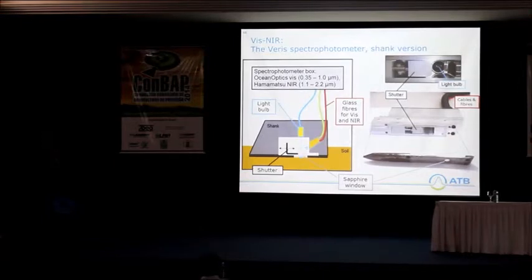Looking closer at the system, here you have the shank. It's in the soil here. Here is a kind of chamber. The light is coming to the soil, it's reflected, and you have some glass fibers bringing the reflected light to the spectrophotometers. You have a shutter for calibration, and you have a sapphire window to protect the interior. Sapphire is a very hard material, like diamond.